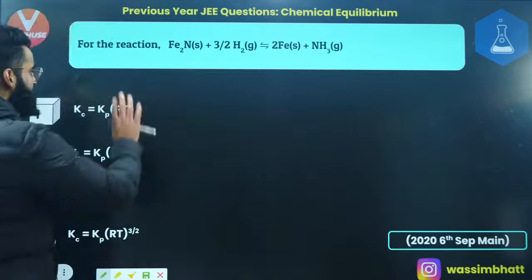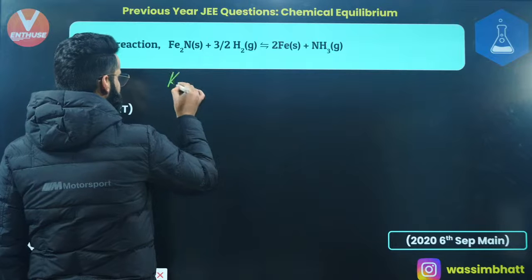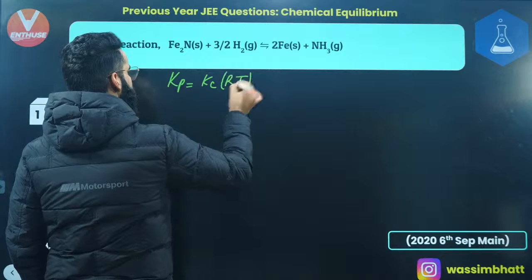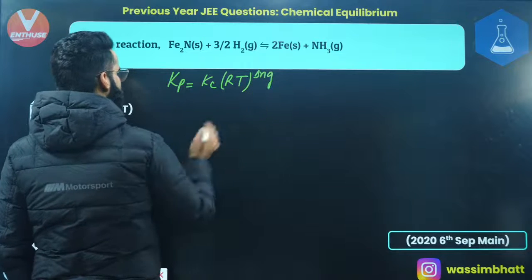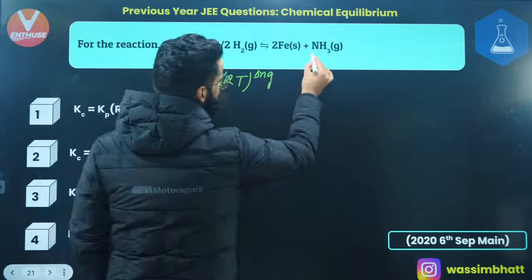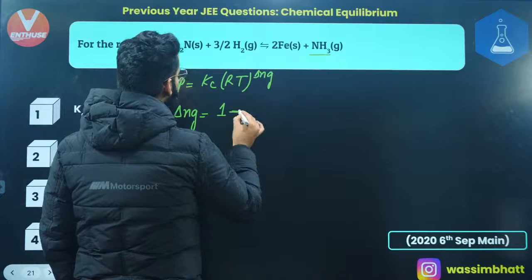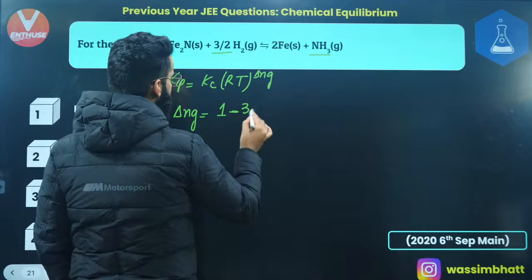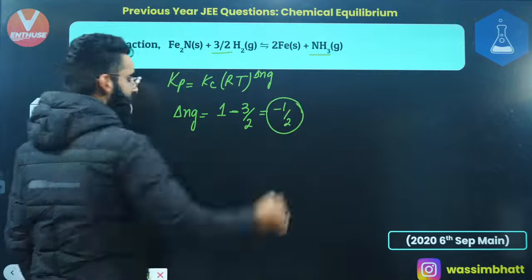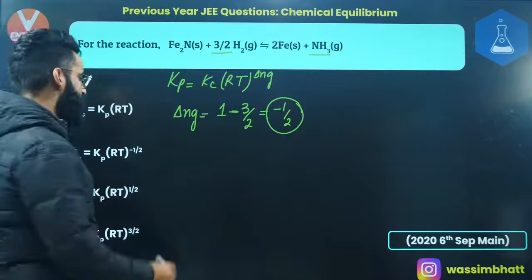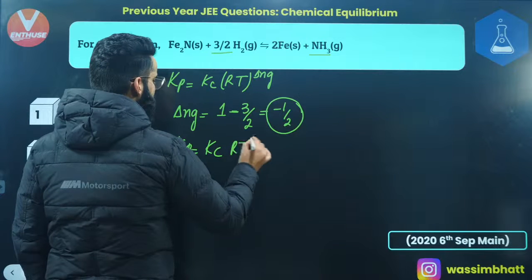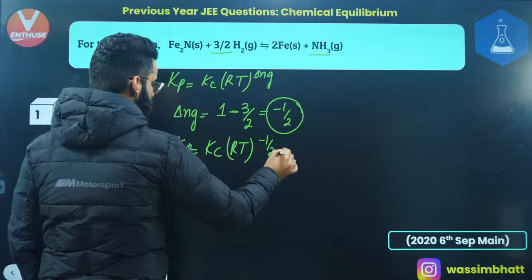Simple, guys. You're simply supposed to write the Kp-Kc relation. See, Kp is equal to Kc RT raised to the power delta Ng. So first of all, I'm going to calculate delta Ng value for the reaction that's given to me, which is number of moles of gaseous products, that's 1, minus number of moles of gaseous reactant, which is 3 by 2. So the value comes out to be how much? Minus 1 by 2. So you got the value of delta Ng, correct? Since you got the value of delta Ng, you can clearly say Kp is equal to Kc RT raised to the power minus 1 by 2, correct?